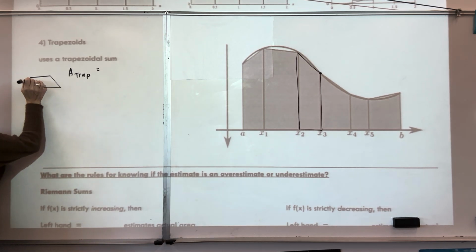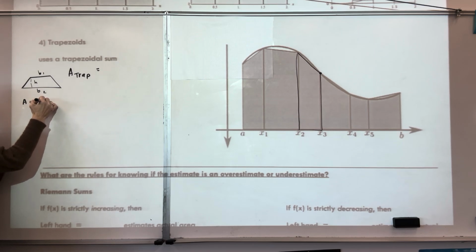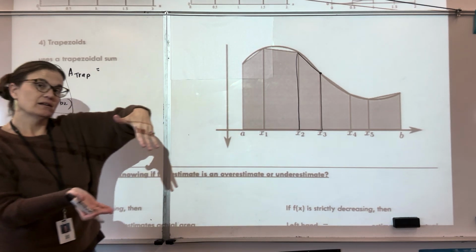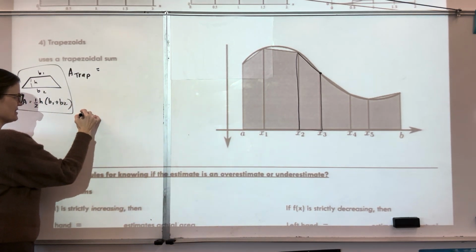What used to be the height, and this would be base 1, and this would be base 2. Back in the day, you may have memorized that the area of a trapezoid is always 1/2 of the height times the sum of the two bases, base 1 plus base 2. But because we're going to orient it sideways, you may want to memorize it slightly differently.